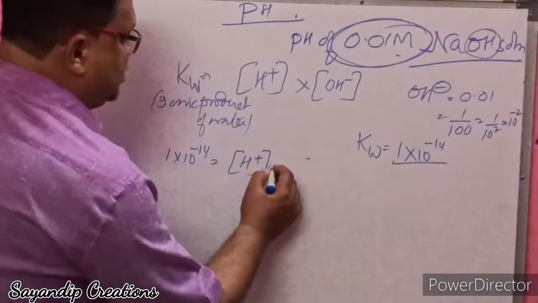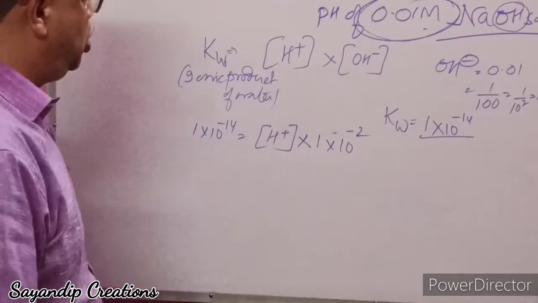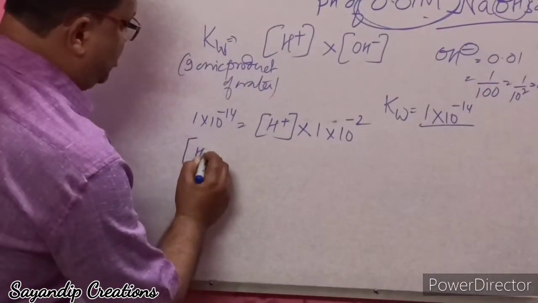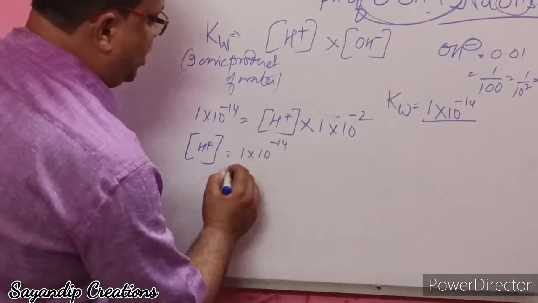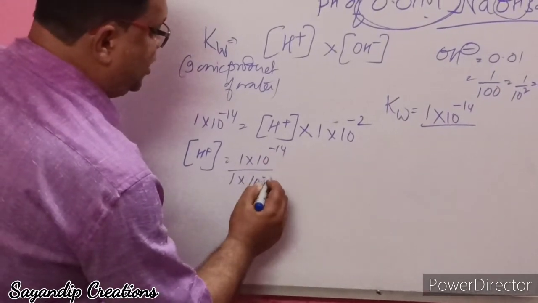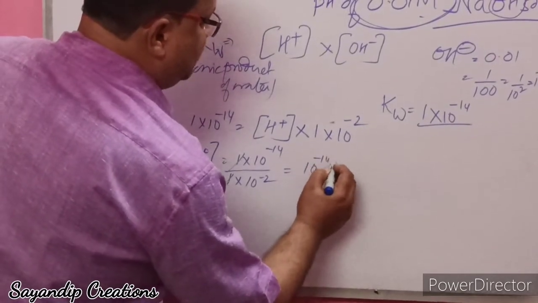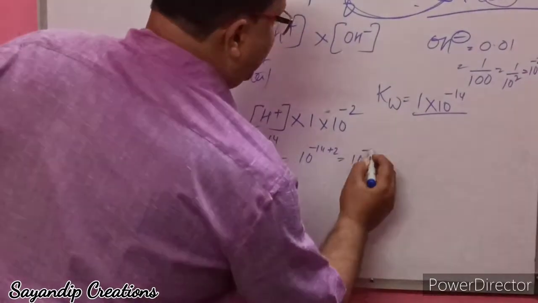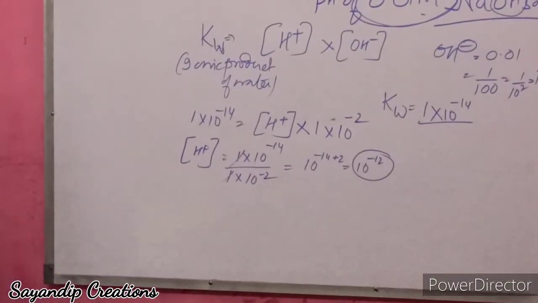So H plus into 1 into 10 to the power minus 2. So H plus will be equal to 1 into 10 to the power minus 14 by 1 into 10 to the power minus 2. 1 cancels, that is 10 to the power minus 14 plus 2, that is 10 to the power minus 12. This is the hydrogen ion concentration.